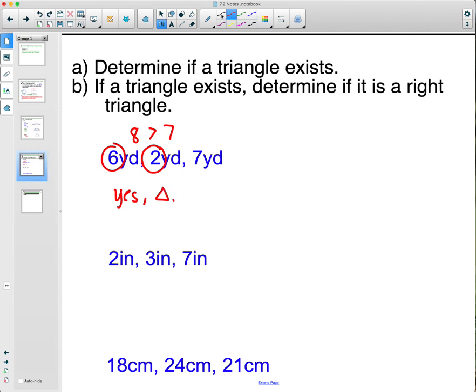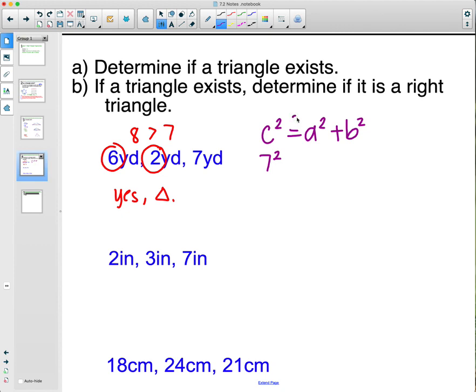Then you take and put this into the Pythagorean theorem. And so c squared equals a squared plus b squared. And if it satisfies this, then you have a right triangle. So remember, c is always the biggest side. So c is the 7. So we'll do 7 squared.